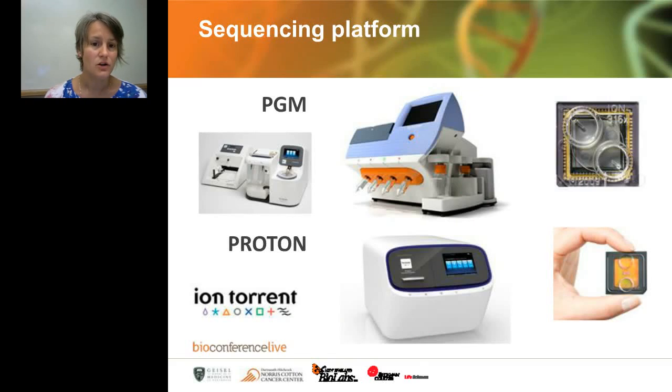So at Dartmouth, we recently purchased the Ion Torrent sequencing platform. We have both the PGM and the Proton sequencer. The PGM is a lower capacity sequencer for predominantly targeted sequencing applications. And the Proton sequencer is a higher capacity sequencer that we can use for whole exome sequencing, some RNA-seq, and the data that I'm going to show you today was from the Proton sequencer.